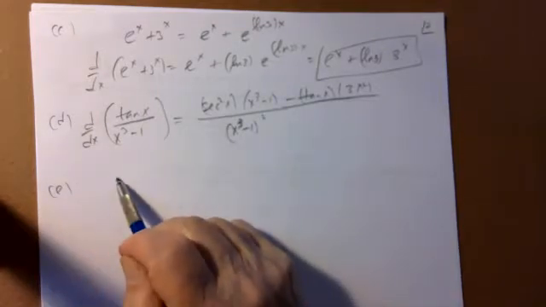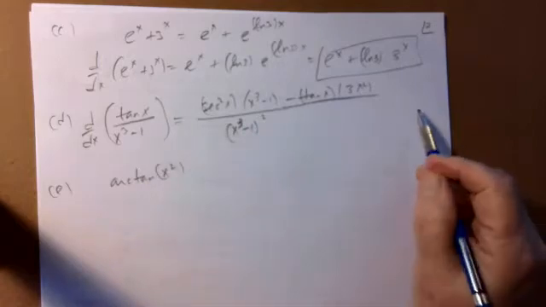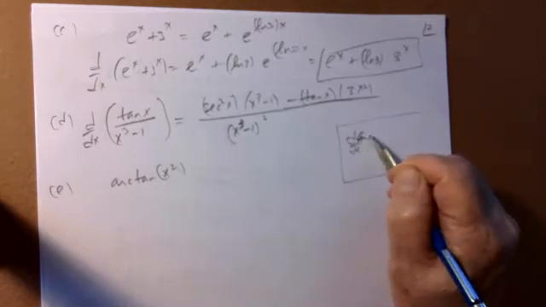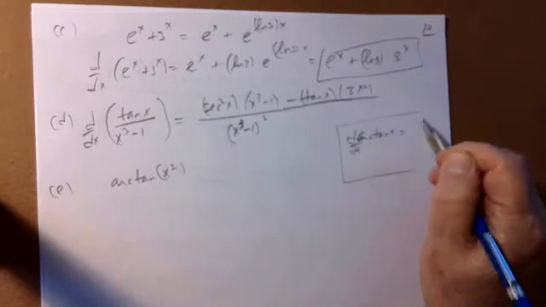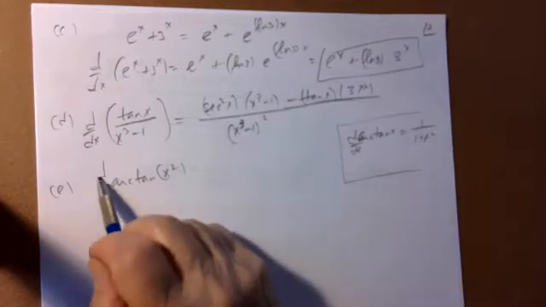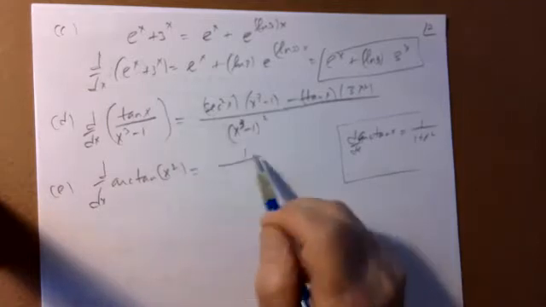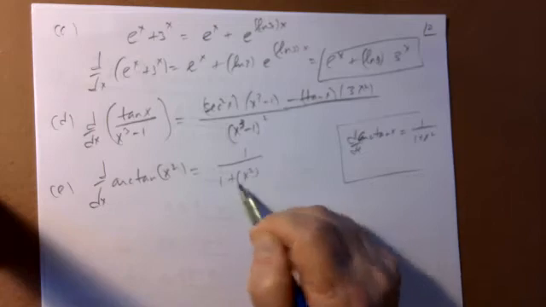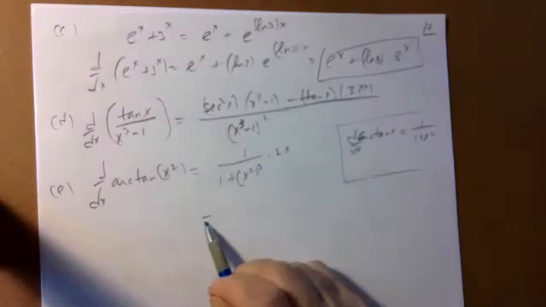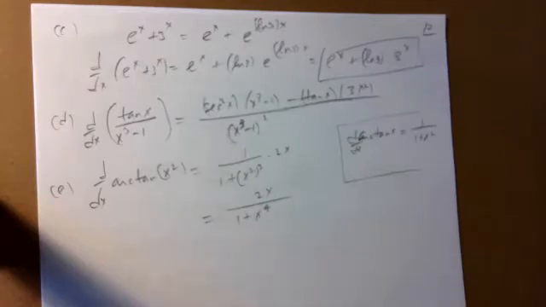E, we have arctangent of x squared. What you have to remember is that the derivative of the arctangent of x is 1 over 1 plus x squared. So the derivative of the arctangent of x squared is 1 over 1 plus x squared squared times the derivative of x squared, which is 2x. So this is 2x over 1 plus x to the fourth.